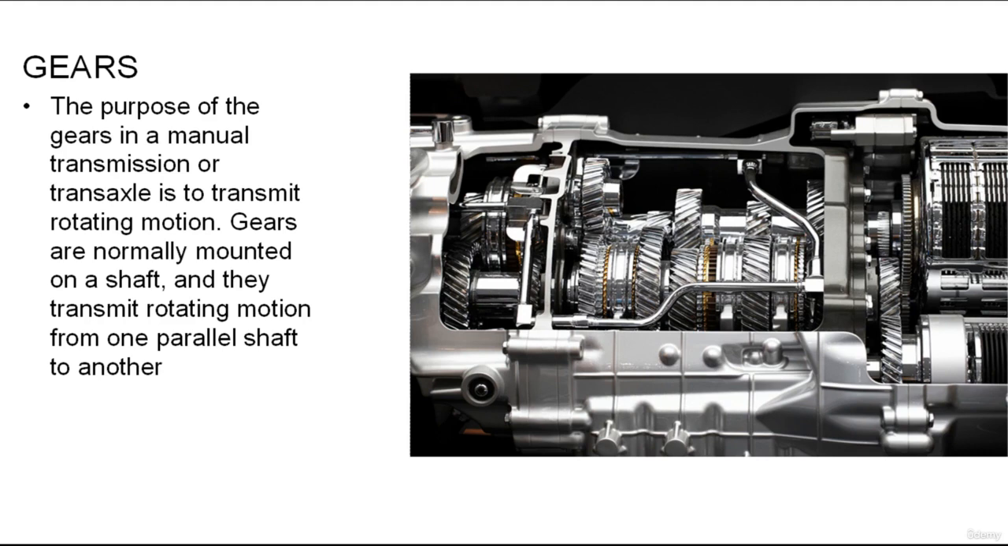The purpose of the gears in a manual transmission or transaxle is to transmit rotating motion. Gears are normally mounted on a shaft and they transmit rotating motion from one parallel shaft to another. Gears and shafts can interact in one of three ways. The shaft can drive the gear, the gear can drive the shaft, or the gear can be free to run on the shaft. In this last case, the gear acts as an idler gear.